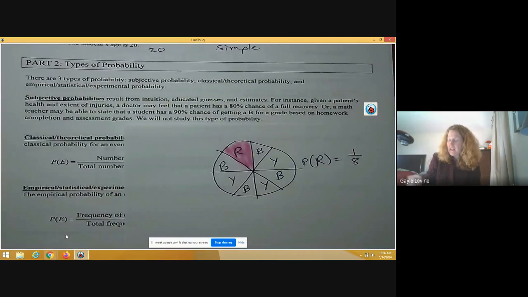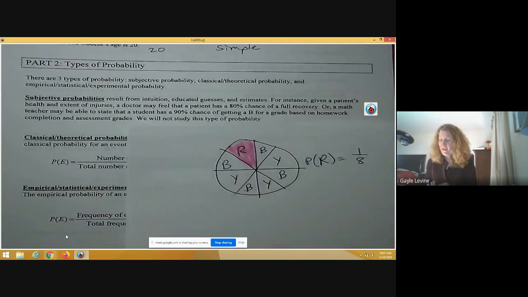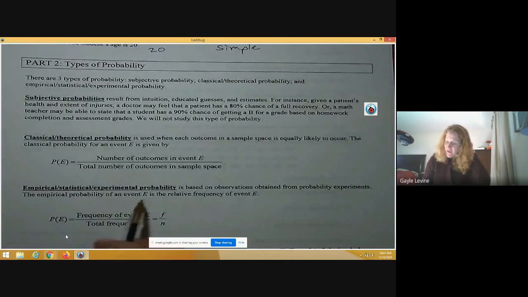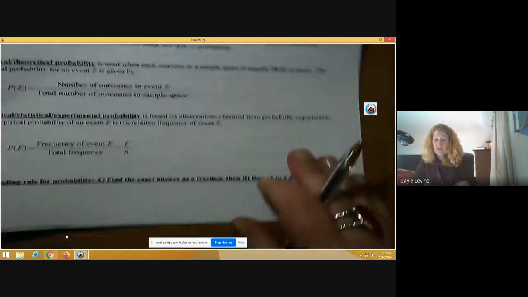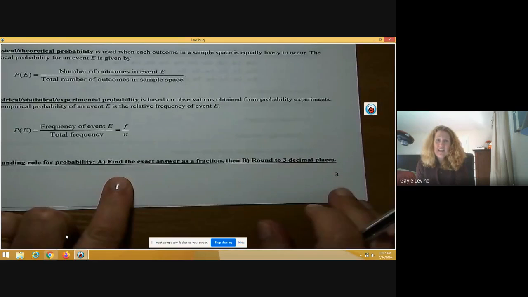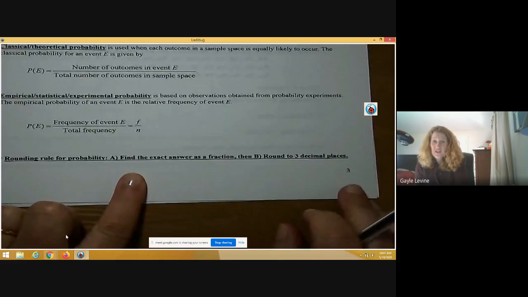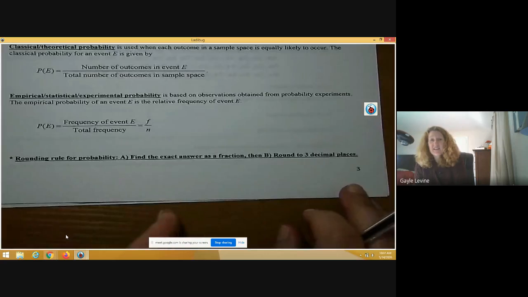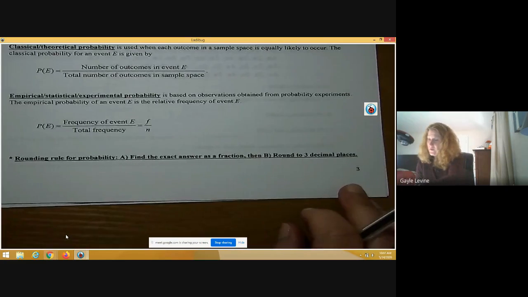Empirical probability is, okay, let's say I spin a spinner 10 times and I record that data, and then I look at that data to determine what was the probability of actually getting the red. So the experimental is actually looking at what actually happens. All right, and for our rounding rule, we're going to find the exact answer as a fraction. And so we're always going to get the exact answer as a fraction, and then we're going to round to 3 decimal places.